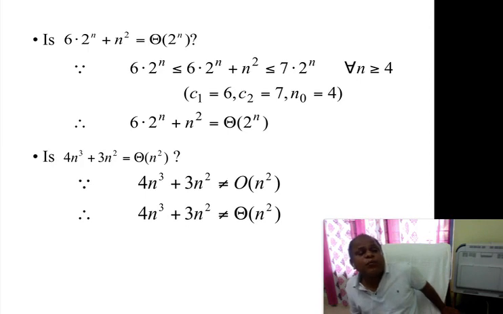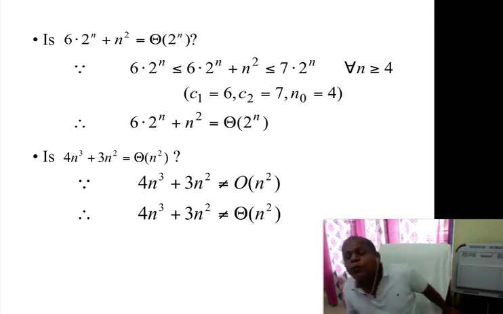And is 4 n cube plus 3 n square equal to theta of n square? No. N square cannot provide the upper bound to n cube. The n square growth function does not provide an upper bound to the n cube function. Hence, this cannot provide an upper bound, and hence it can never provide a tight bound.